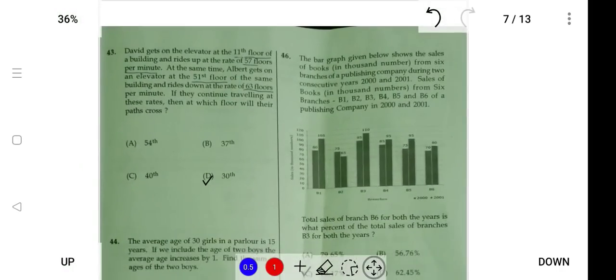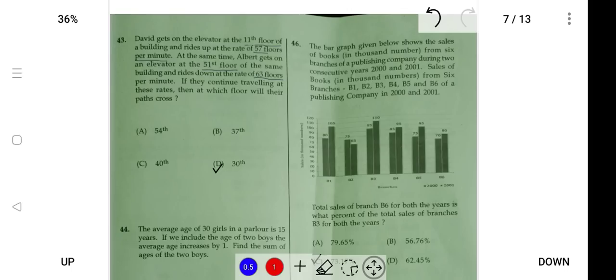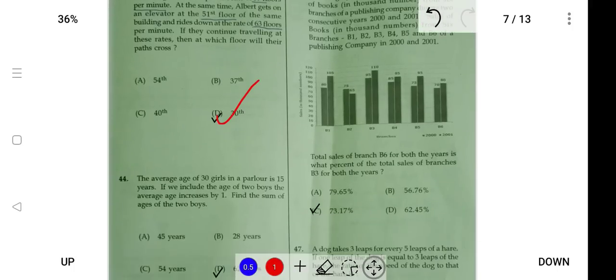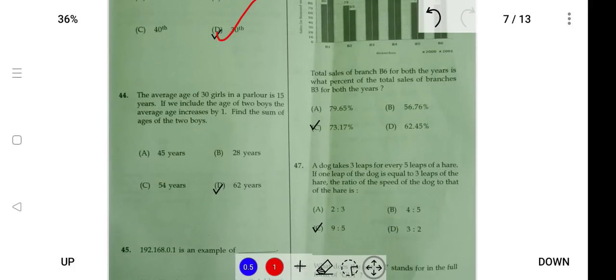Next, 41, in a factory there are 40% technicians and 60% non-technicians. If 60% of the technicians and 40% non-technicians are permanent employees, then the percentage is 52%. Find the number that will replace the question mark. So the answer is 4. Next, 43, David gets on an elevator at the 11th floor of the building, so the answer is the 30th floor. Next, the average age of 30 girls in a parlor is 15 years. If we include the age of 2 boys, the average increases by 1. Find the sum of the ages of the 2 boys, so the answer is 62 years.